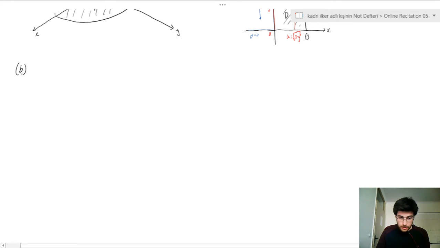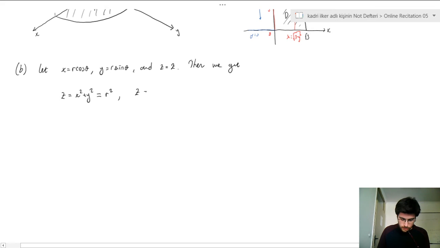Now part B, we are going to use the cylindrical coordinates. So we just let x equals r cosine theta, y equals r sine theta, and z is just z. Then with these new coordinates, we get the following observation. So we have this equation, if you remember, it defines something, but now this turns out to be r squared, right?